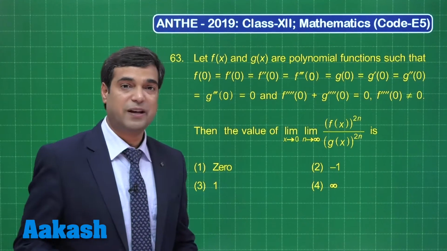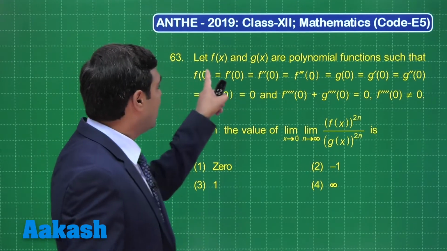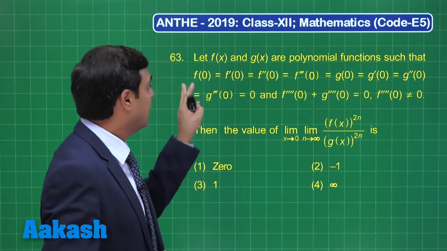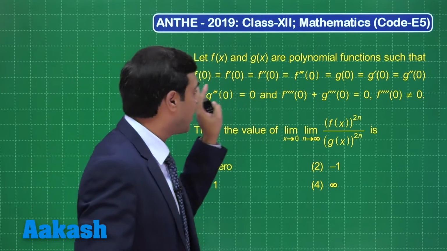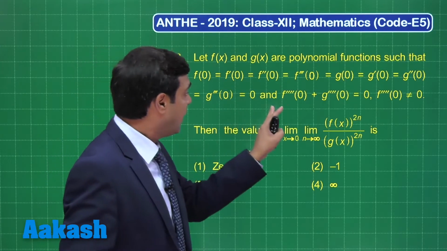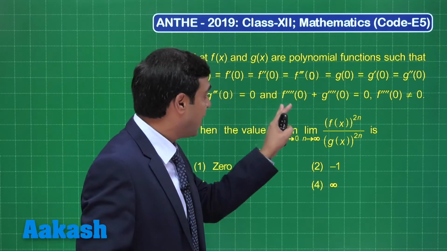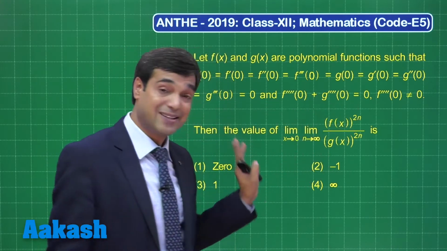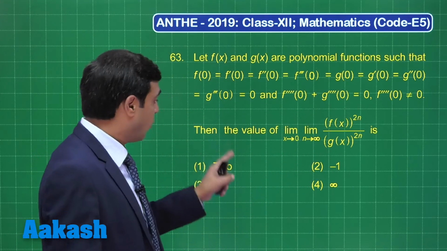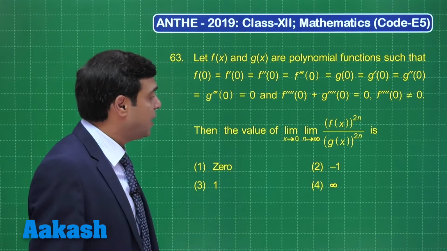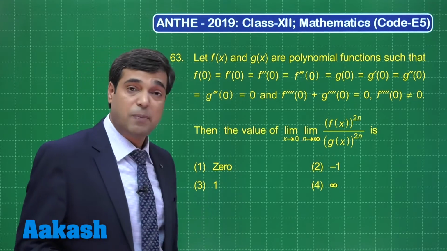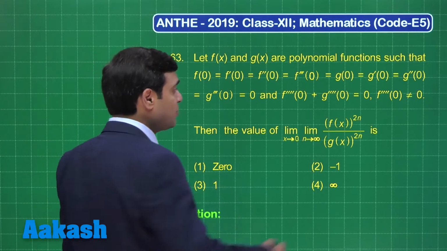Moving on to the next one, let's take question number 63. f(x) and g(x) are two polynomial functions such that their derivatives till third order are all 0, and the fourth derivatives of f and g, when you add together, the value is equal to 0 as given. That's clear? Now, limit x approaching 0, limit n approaching infinity, (f(x))^(2n) upon (g(x))^(2n) is required. Now, how to start this question?